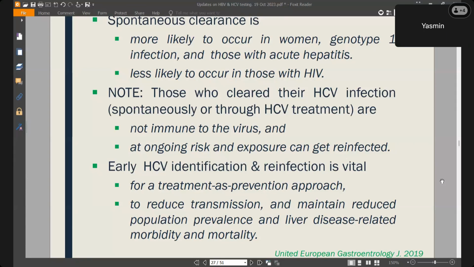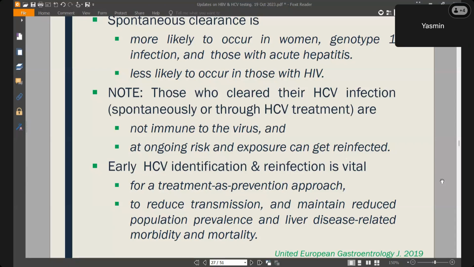That's the issue. That's what WHO is addressing currently with a lot of strategies that they're doing. All right, the picking up of those who supposedly have cleared the infection. All right, but now the numbers are not decreasing. Why? Because they're continually at risk and therefore are getting reinfected. So detecting those infections and even reinfection is vital. All right, vital in terms of the treatment as prevention approach, obviously, because Hep C, no vaccine. So the only way to reduce transmission is to treat them as early as possible.